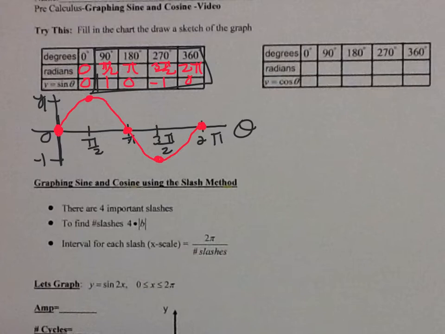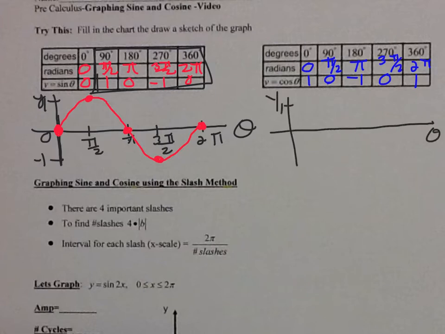Okay, so let's go over to cosine. So we did 0 degrees is 0 radians. 90 degrees is pi over 2. 180 is pi. 270 is 3 pi over 2. And 360 is 2 pi. So cosine of 0 degrees is 1. Cosine of 90 is 0. Cosine of 180 is -1. Cosine of 270 is 0. And cosine of 360 is 1. Okay, so let's graph that.